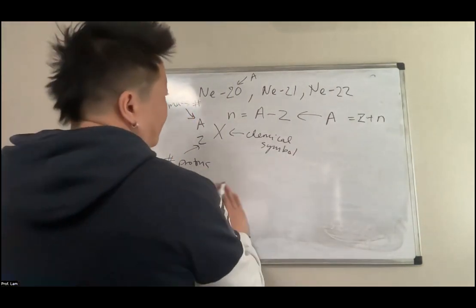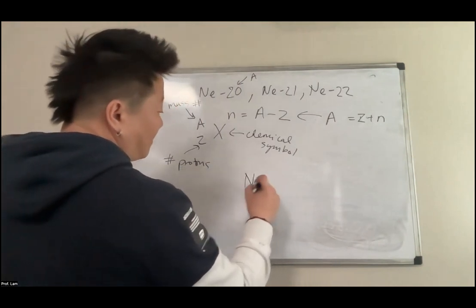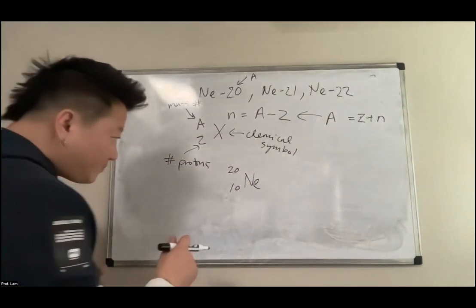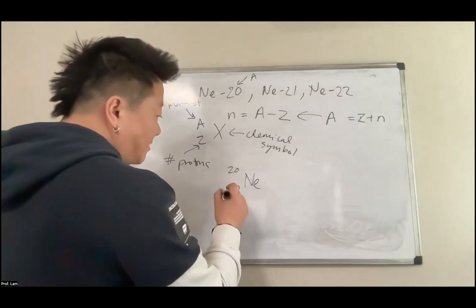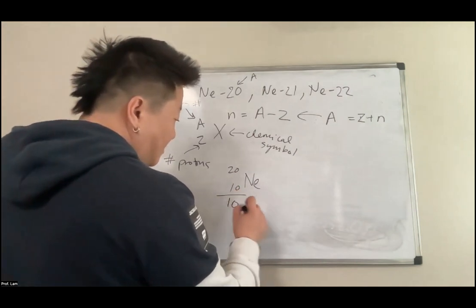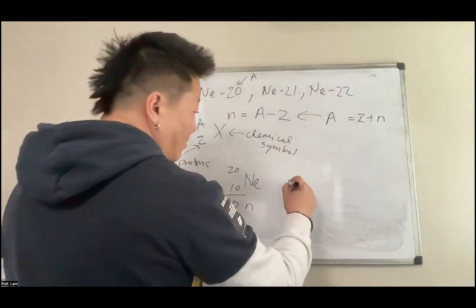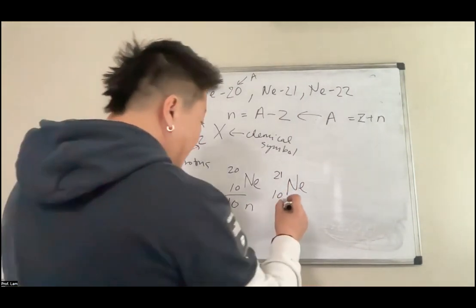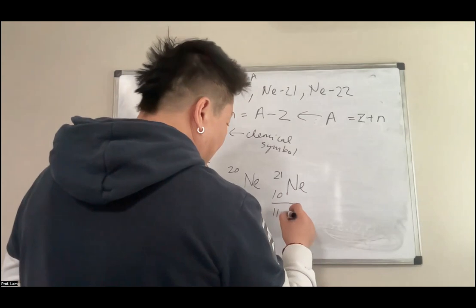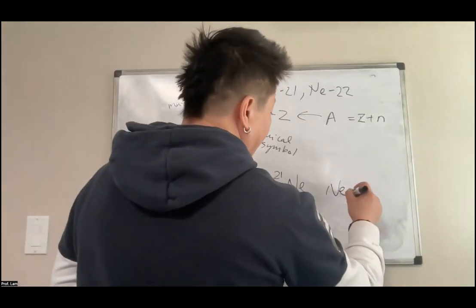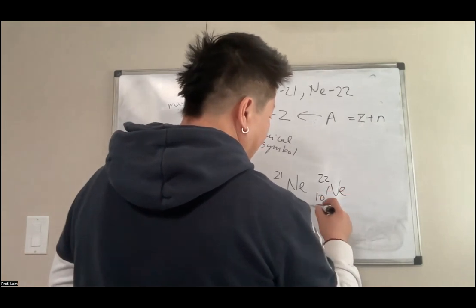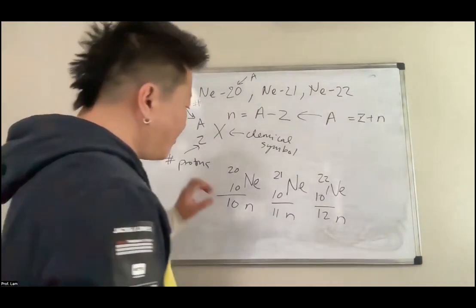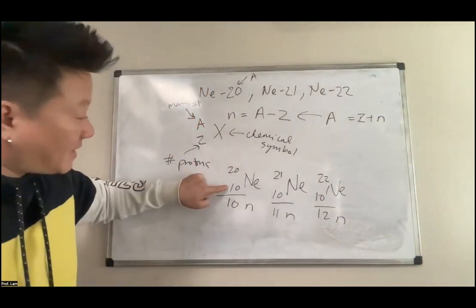So let's do it again. We'd have neon-20. 20 is the A number, and 10 is the number of protons. So if you want to know the number of neutrons, you just take 20 minus 10, which is 10. Right? For neon-21, the mass number is 21. You still have 10 protons, right? So 21 minus 10 is 11 neutrons. Okay. Then neon-22, 10 protons, 12 neutrons. Okay. So that's how you figure out the number of neutrons, right? You take the A minus Z.